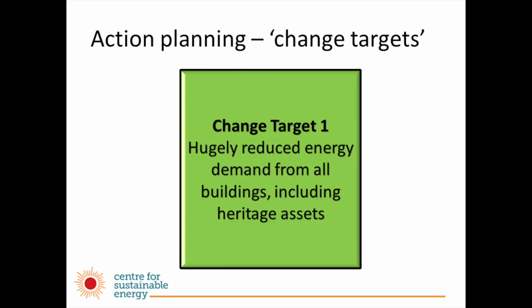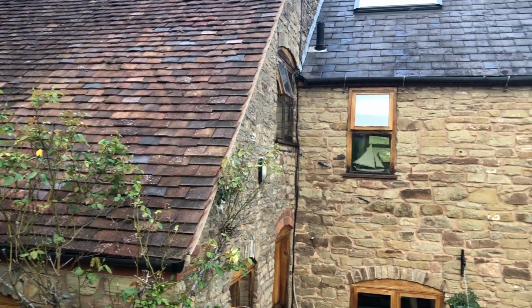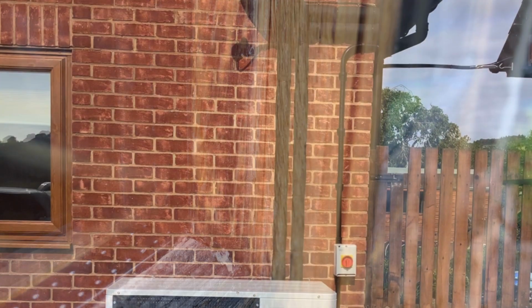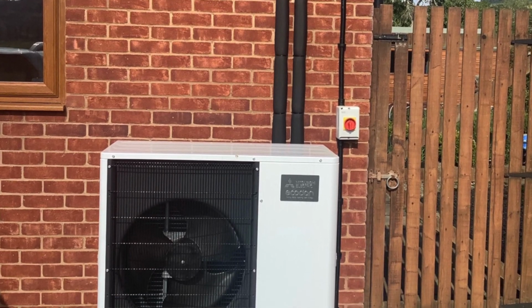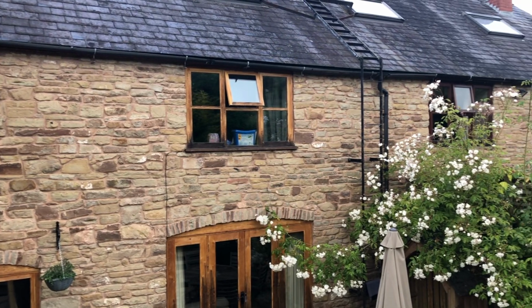So the first change target that we need to achieve is that we must have hugely reduced energy demand from all buildings, including heritage assets. There is a tendency for people to think that our heritage assets are sort of exempt in some way from changing. We must eliminate energy wastage from our buildings. We must insulate, draft-proof, improve our glazing and shutters if we have them. And we must think about using efficient appliances and change how we behave within our homes. Effectively, the building stock we already have will still be with us in the next 100 years and probably in the next 200 years. And it cannot be that we only focus on what we do to buildings that are still to be built.